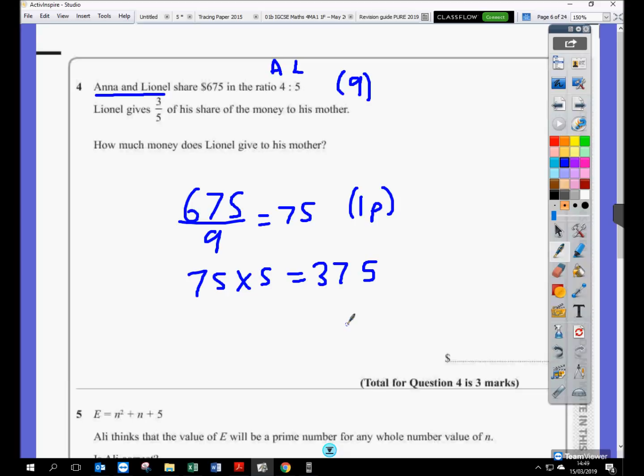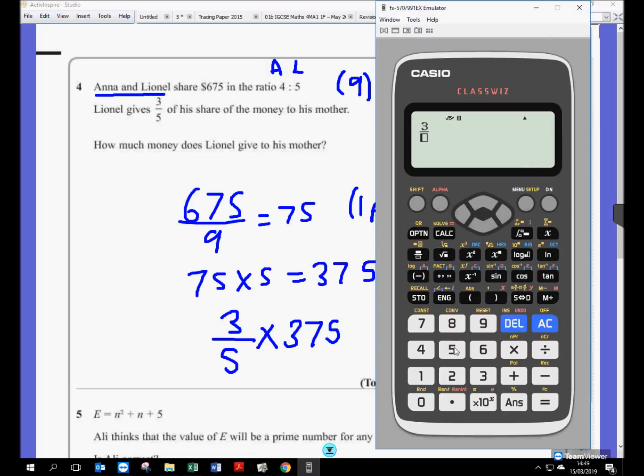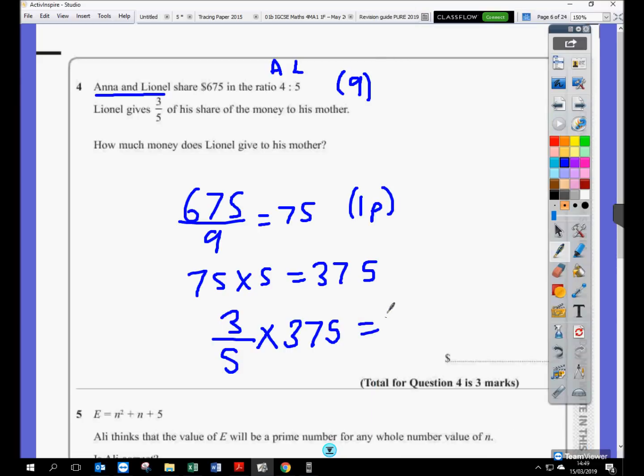And then he gives 3/5 of his share to his mum. So 3/5 of his times in maths, 375. So we have 3/5 times 375. That gives us 225, which is the answer to the question.